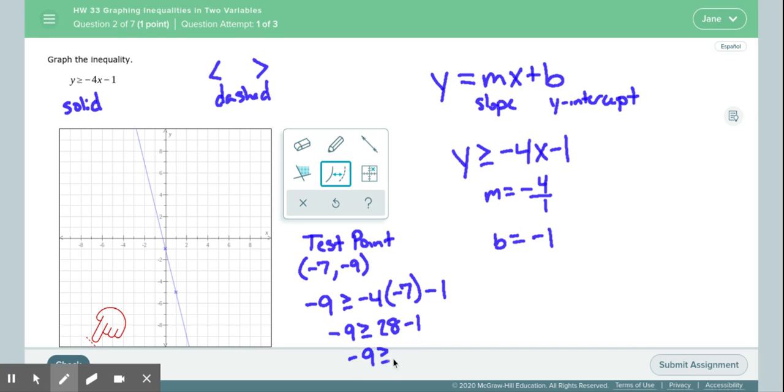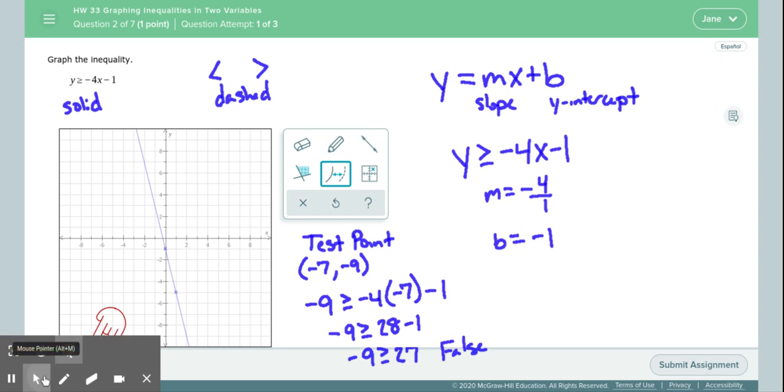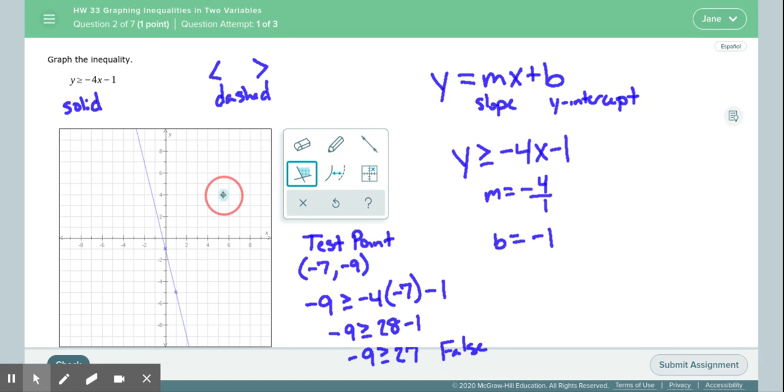This gives me -9 is greater than or equal to, and then 28 minus 1 is 27. So this is saying that -9 is greater than 27. A negative is greater than a positive. That is false. That is not true. (-7, -9) should not be a solution. So that means that I need to, okay, my arrow was already pointing down here. I need to not shade on this side. Rather, what I need to do is click on this shade button, and I need to shade on the opposite side of the line. Since this is where (-7, -9) was located, and it was false, that means I need to go to the other side of my boundary line and shade on that side.